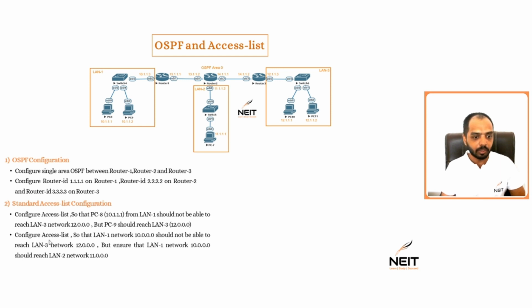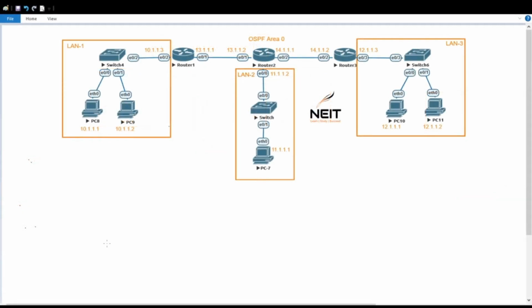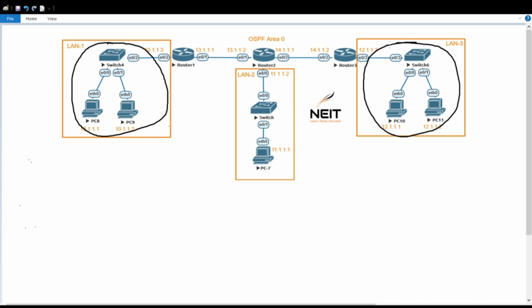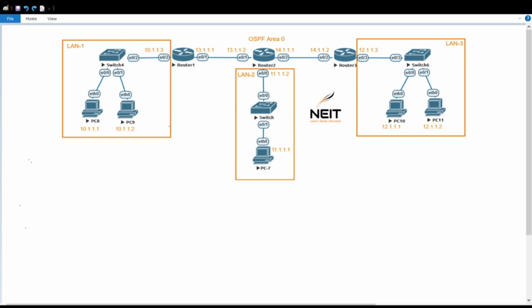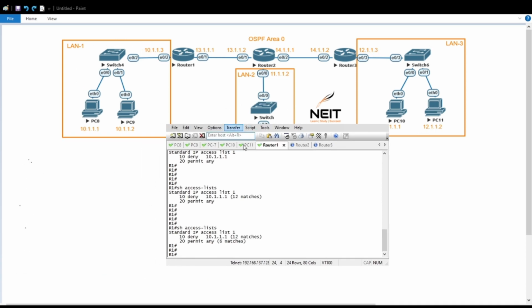Now after that, the second thing is that we have to configure the access list so that the complete LAN 1 network 10.0.0.0 should not be able to reach the LAN 3 network 12.0.0.0, but we have to ensure that the LAN 1 network 10.0 should reach the LAN 2 network 11.0. So what is the thing here? We have to block the traffic from 10.0 to 12.0, but we have to ensure that we can get the reachability from 10.0 to 11.0. So let's configure the access list first again on router 1.